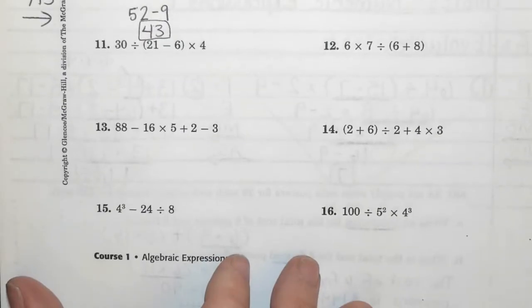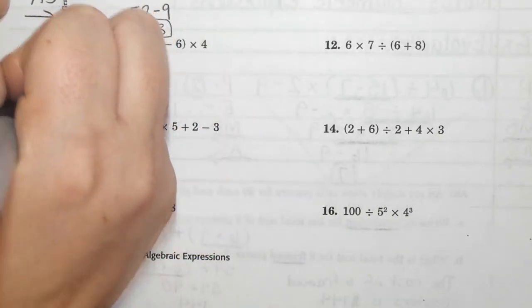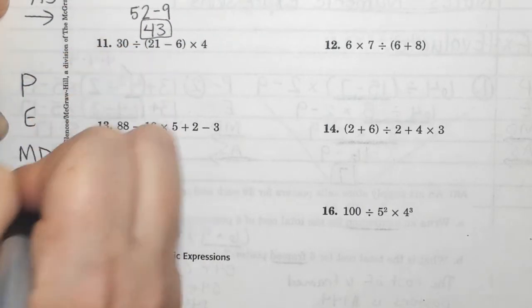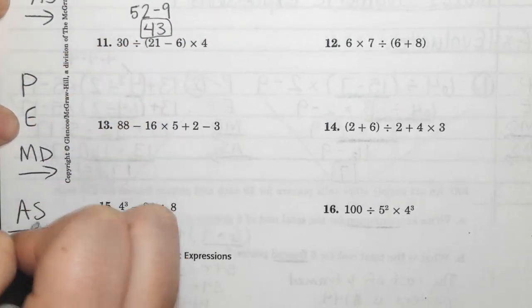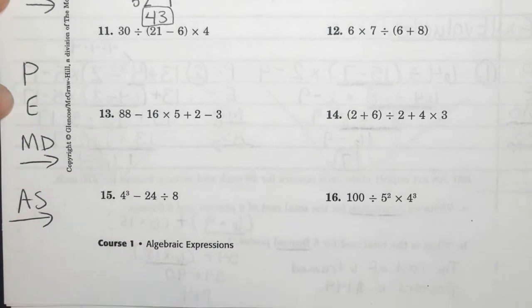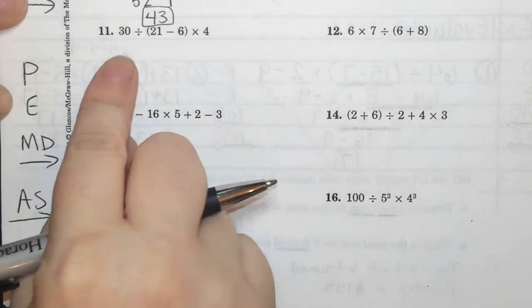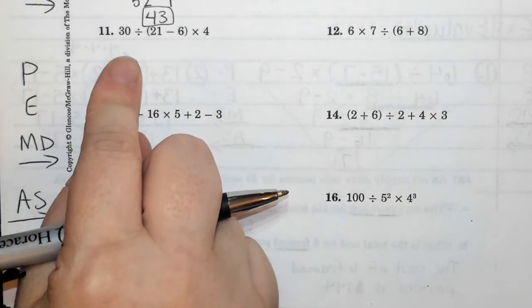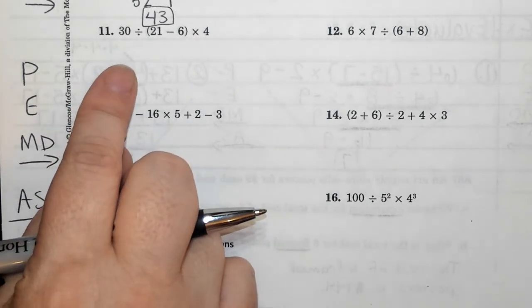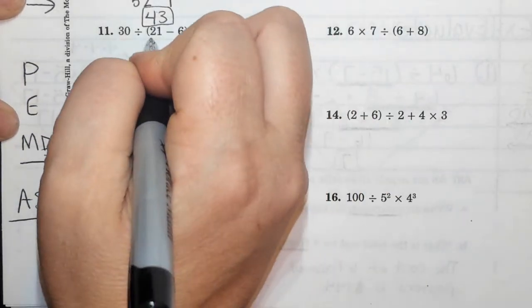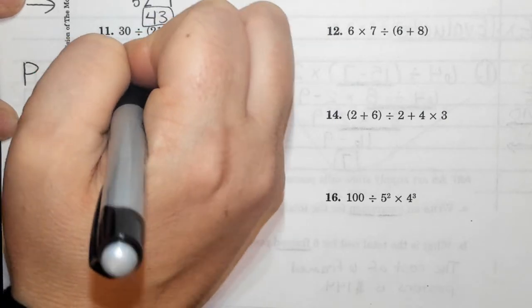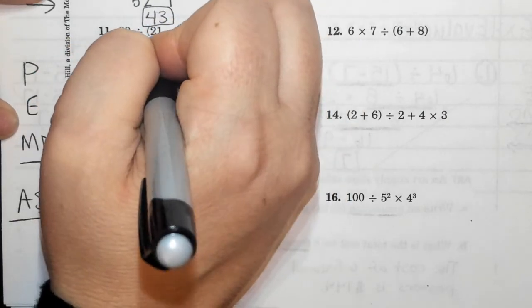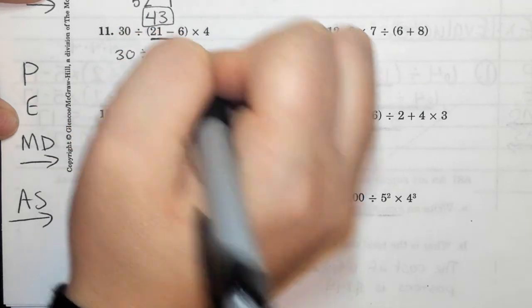Number 11, 12, and 13. Number 11, what am I going to do first, Shalia? On number 11? Oh, you said minus 6. Yes, sorry. I don't know where I got 96 from, but minus 6 is correct. So we're going to do our 21 minus 6. So I get 30 divided by 21 minus 6 is 15 times 4.